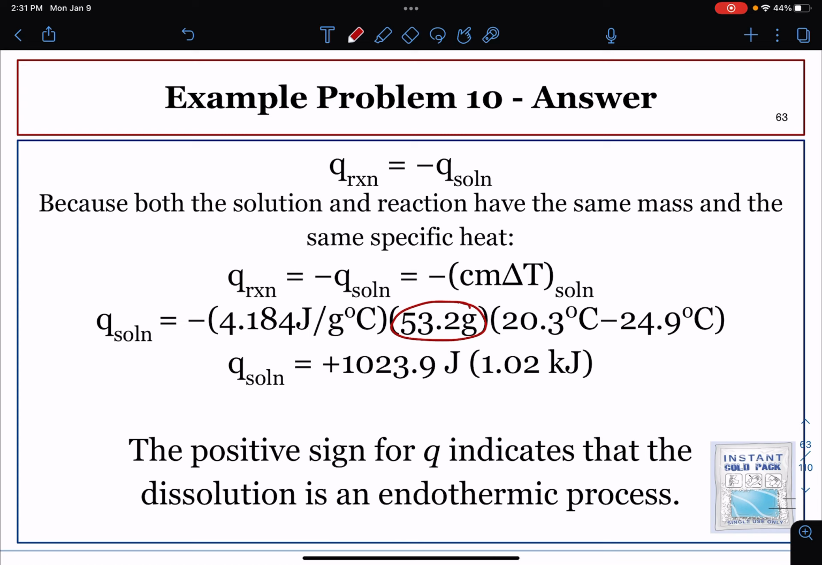So this is Q of reaction. The RXN stands for reaction. The Q of the reaction is going to have a positive value because the reaction absorbed the energy, and that is why the surrounding solution decreased in temperature, because that energy came from the water that was surrounding the reaction. The explanation for the sign is that the positive sign for Q indicates that the dissolution, or dissolving process, is an endothermic process, because endothermic processes absorb or gain heat.